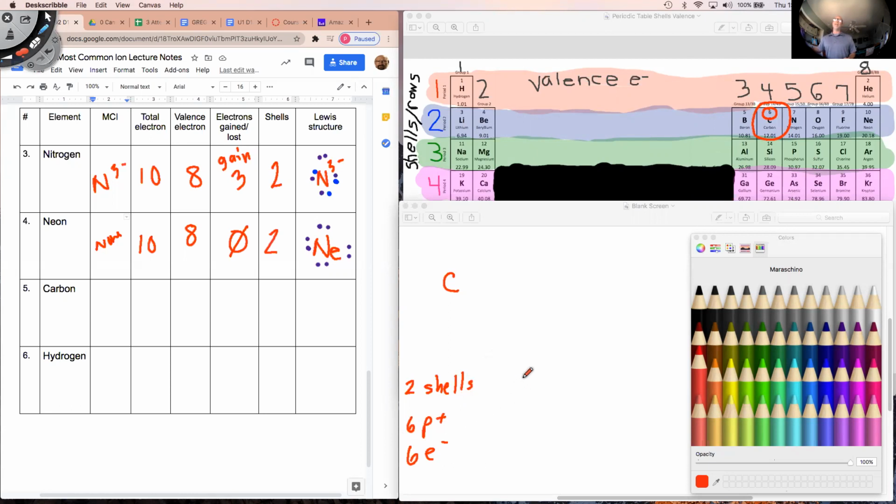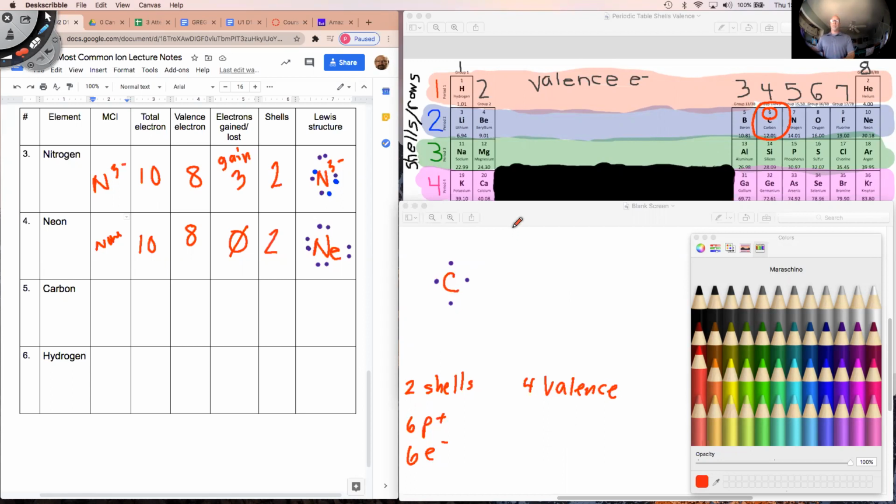There are how many valence electrons? This is the valence electrons. Carbon has 4 valence electrons. And you would know that because 2 of these 6 electrons have to be on the inner shell, right? So we have 4 valence electrons. So let's put that in. 1, 2, 3, 4.